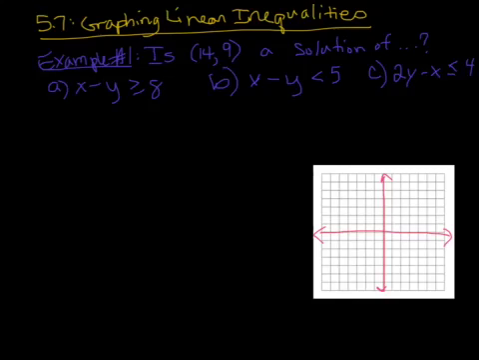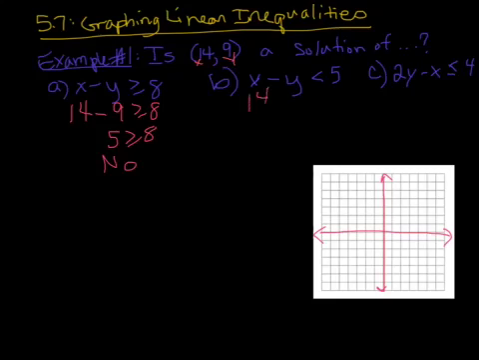I'm going to ask you, is (14, 9) a solution of any of these three equations? You're going to put yes or no. So my first thing I need to know is that 14 is my x value, 9 is my y value. Remember, they're in alphabetical order. It's always x, comma, y. So let's go ahead and plug them in and see if we can figure out if it's yes or no. So I put in 14 for x, I put in 9 for y. I end up getting 5 is greater than or equal to 8. I know that 5 is not bigger than 8, so that's a no.